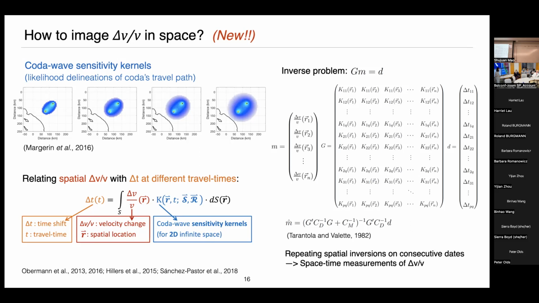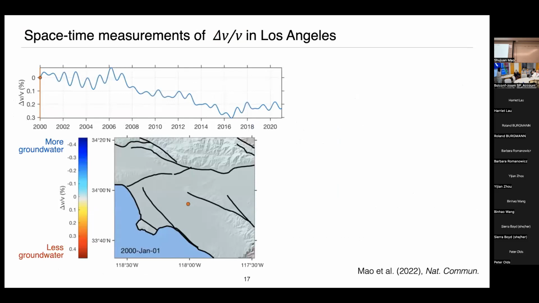For this case, we just use a very simple inversion approach with the classic Tarantola recipe. So if we repeat this type of coda wave imaging at different times, we can get the time-dependent images of delta V over V, which are basically the space-time measurements of delta V. Now let's have a brief look at these space-time delta V over V measurements. The lower map shows my study area in metropolitan LA. The time series of delta V over V at this location is shown on the top plot from 2000 to 2020.